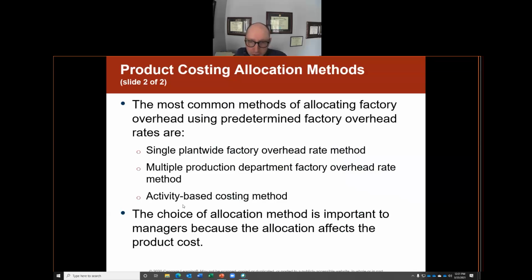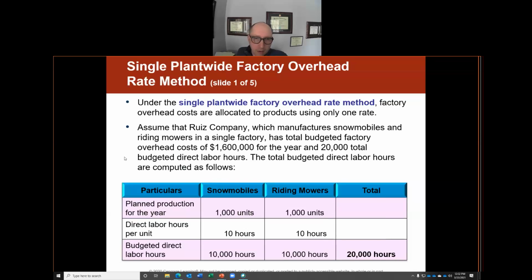Companies typically will choose one of the three based off of which one is the most beneficial to the company, which one is the most accurate for the company. Now, in this example, we're going to use a company that manufactures both snowmobiles and riding lawnmowers. This company, Ruiz Company, manufactures both snowmobiles and riding lawnmowers. And I'm going to use that same example for all three methods. That way it helps you to best understand the concept.